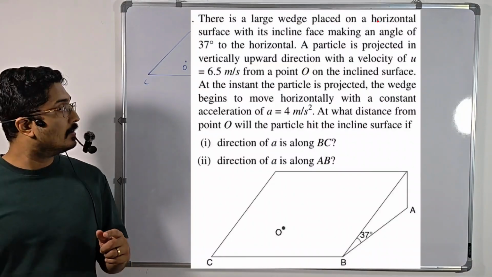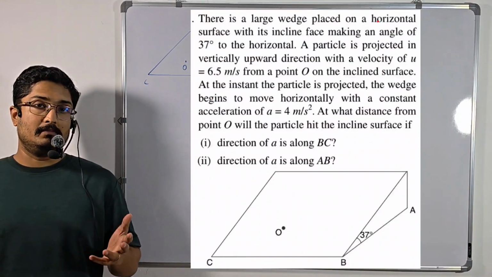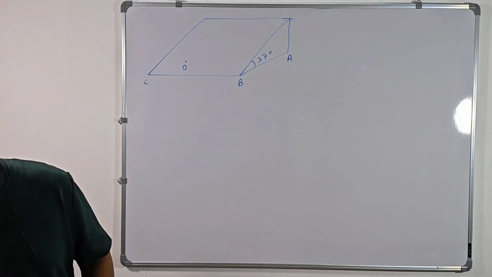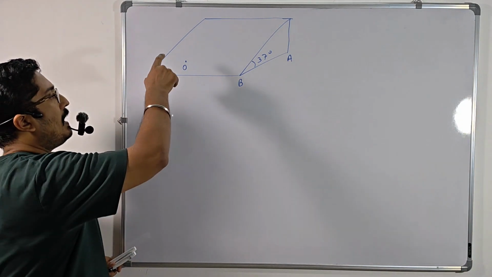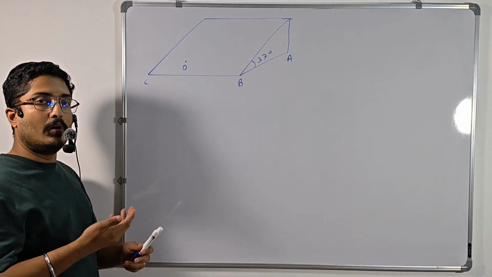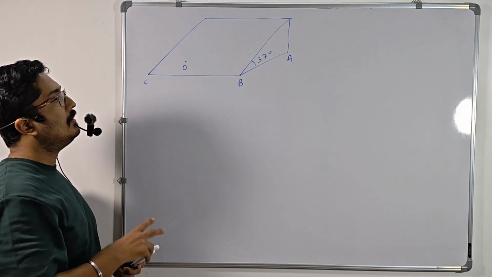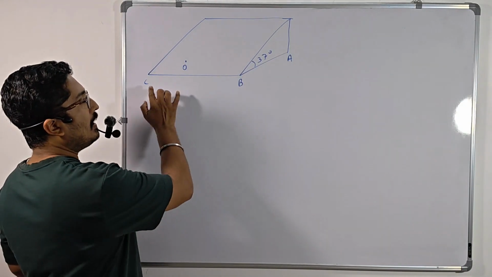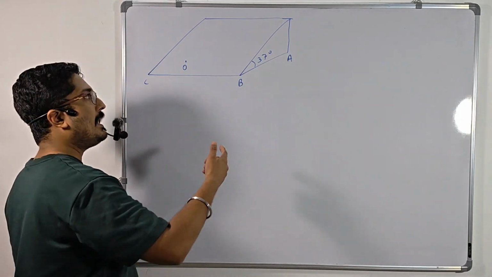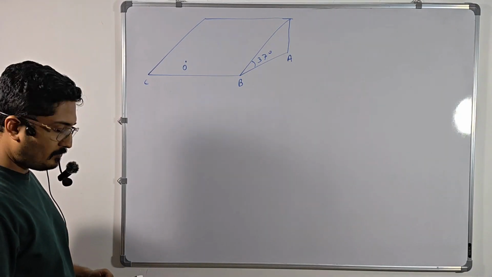Direction of acceleration is along BC, and direction of acceleration is along AB. So two cases we are having. First we have to understand this diagram given in the question. The particle is projected from here, how? Vertically. So that means the particle would be moving vertically upwards, and two acceleration cases are there. One, acceleration happening along BC, and second case, acceleration happening along AB. So let us discuss the first case.